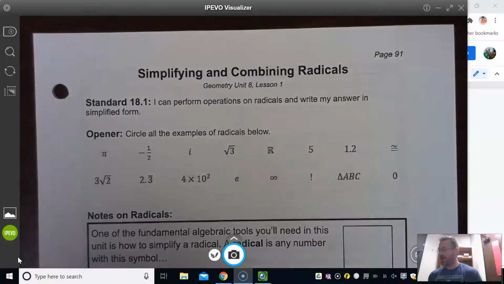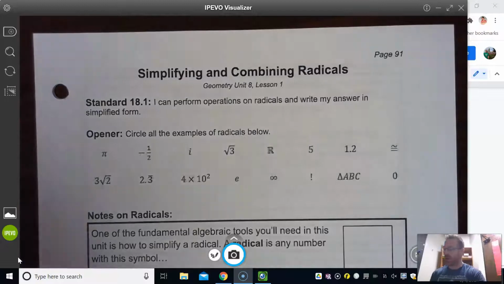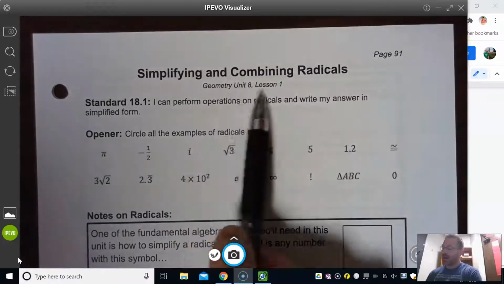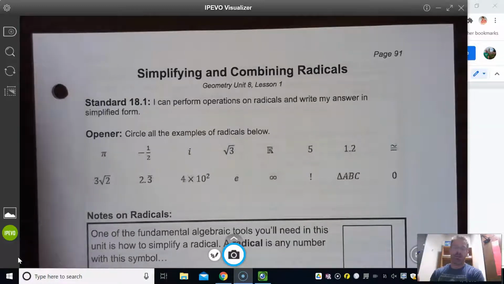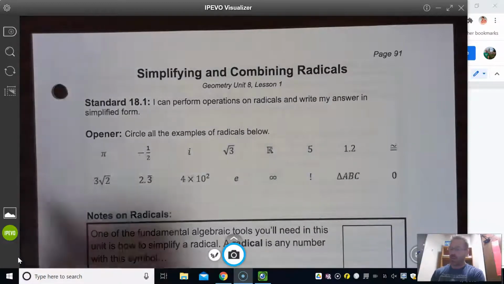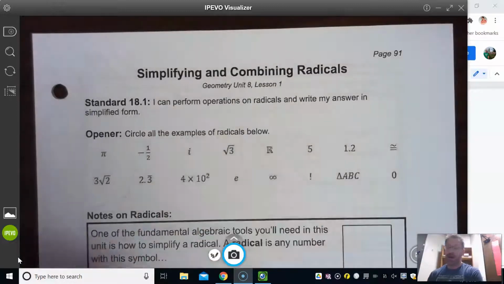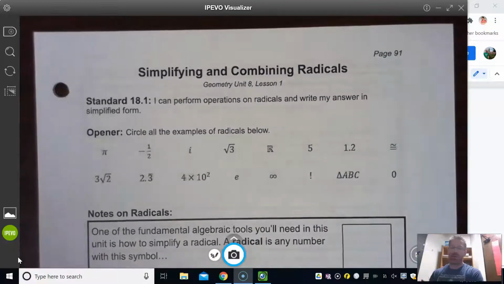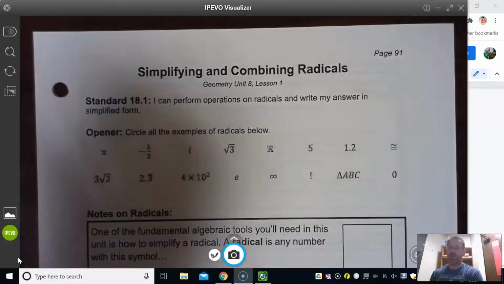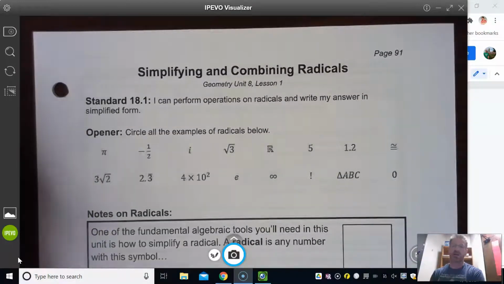All right, we're going to kick off our next unit, Unit 8, and Lesson 1 here. What we're going to work on in this particular lesson is just some skills that you're going to need within context of some of the other problems that we're going to work during this unit with our trig work. So we're going to focus on simplifying and combining radicals. We're on page 91. And really what we're going to do is simplify radicals, multiply and divide radicals, and we're going to do something called rationalize with radicals.